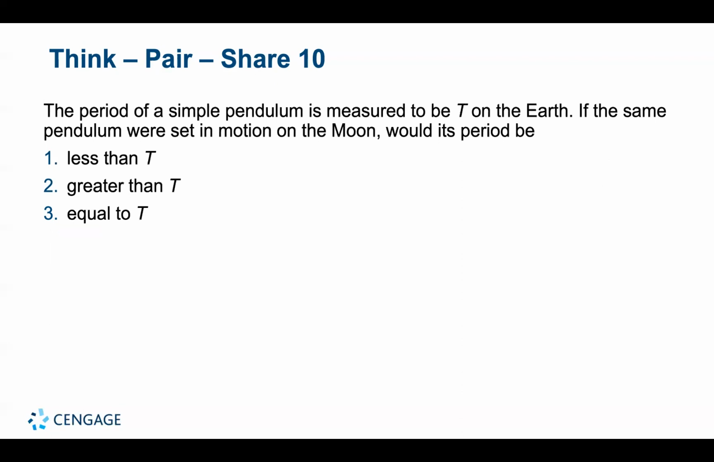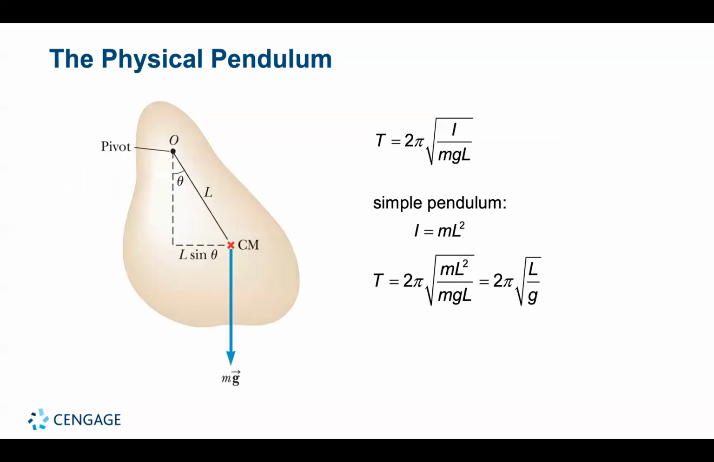The period of a simple pendulum is measured to be T on the Earth. If the same pendulum were set in motion on the moon, what would the period be? And the answer is that it would be greater than T. The value of g on the moon is about 1/6 of the value of g on Earth. So the period of the pendulum on the moon will be greater than the period on Earth.